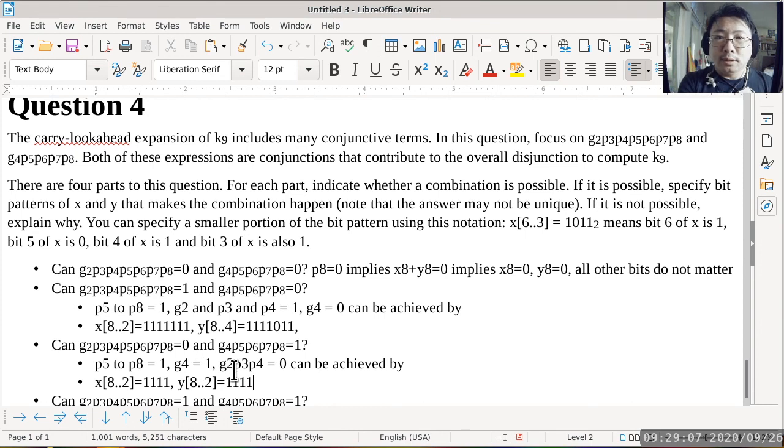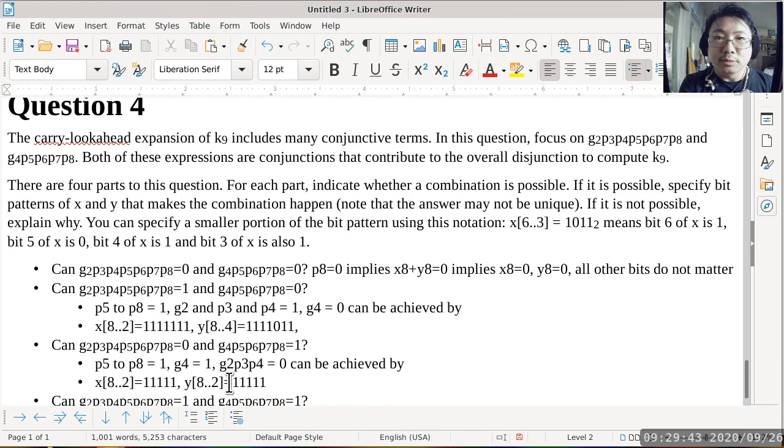Bit 4 is a little bit tricky. Well, it's not really that tricky because we need G4 to be a 1. So that means it needs to be a 1 in both numbers, in both x and y. So that takes care of bit 4. Now we need to look at bit 3. Bit 3 really can be anything we want it to be because we just need to make sure that between G2 and P3, one of them is a 0. So you can make P3 0, you can make G2 0. It doesn't matter which way.